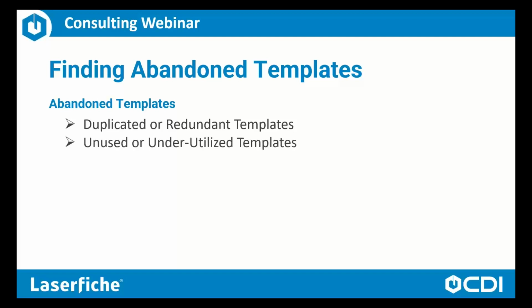Do we have any templates that are unused or underutilized? For example, the Laserfiche repository comes with a default template named General. A lot of times that template isn't used, however, it's not deleted. By having these unused or underutilized templates in your repository, it's going to make it much more difficult to search for the documents you're looking for and to determine what metadata should be applied to documents during the time of import.